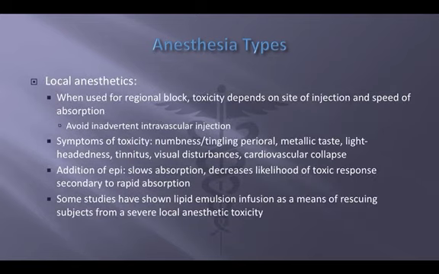So what are the local anesthetics? When we're using these for a regional block, toxicity depends on the site of injection and the speed at which it's absorbed. You want to make sure you're drawing back before you're injecting so you don't inadvertently inject it into the bloodstream. If you do have some toxicity, the textbook signs are going to be perioral numbness and tingling. They may have a metallic taste. They may get lightheaded, tinnitus.